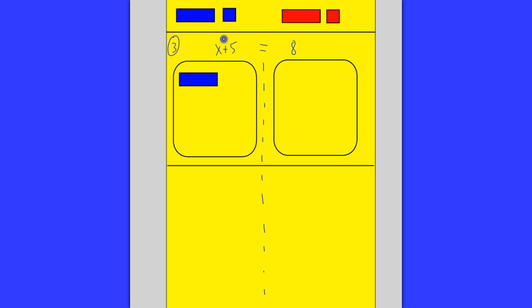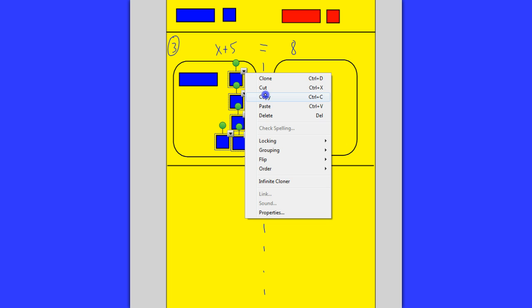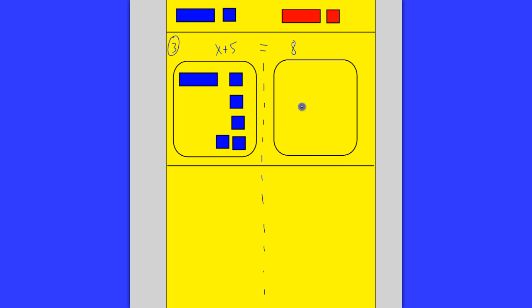We have x, and then we also have 5. So we have x plus 5 looks like this. So draw your x plus 5 on there. And then on the other side, we have 8. You go ahead and draw that. I'm going to do a little shortcut here so I can speed the video up a little bit.